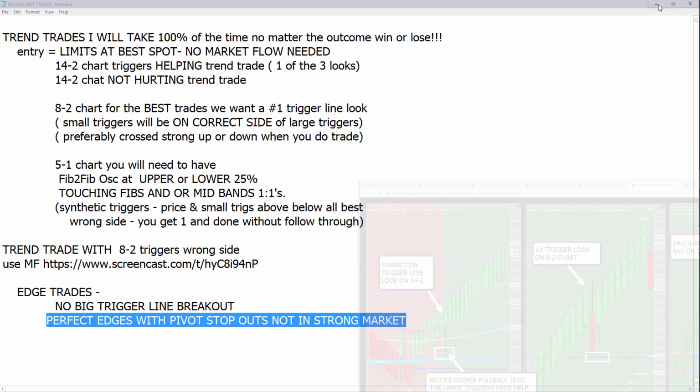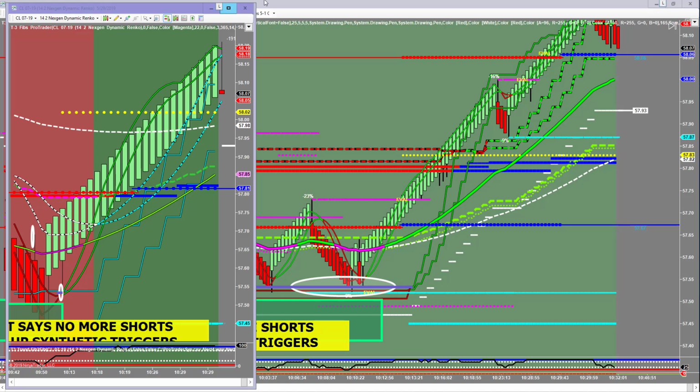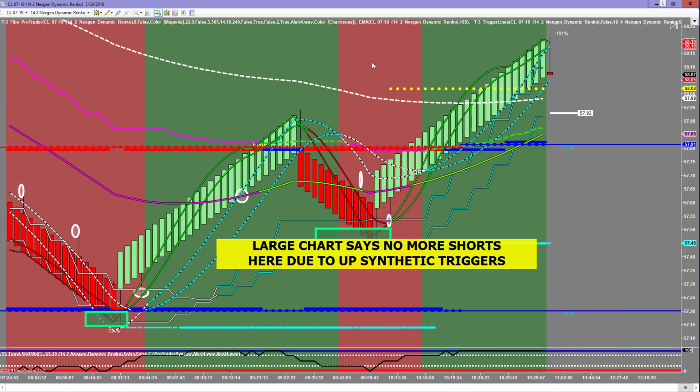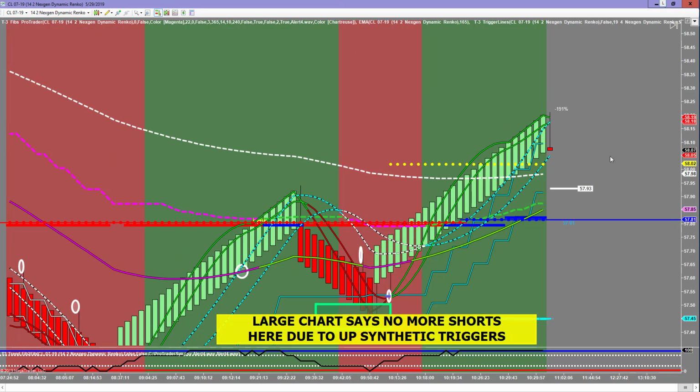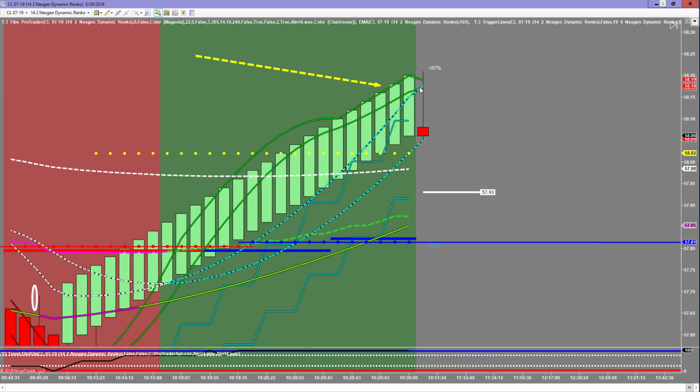So again, look, what we do is not confusing when you put it together properly. Start with the 8-2 chart. If the trigger lines are in the correct configuration, like let's just say right now they're in a correct configuration for going long. Agreed? This is live. This is our look for going long. Agreed?